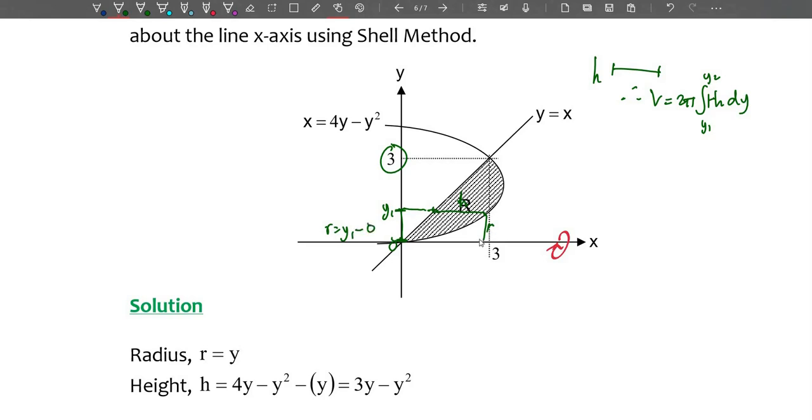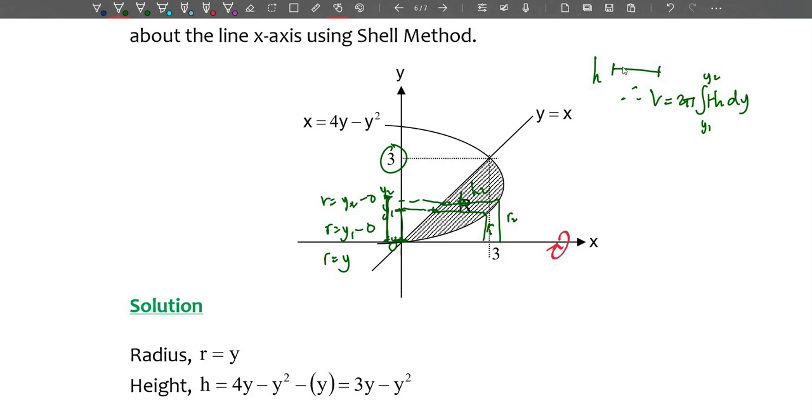So r can be equal to y, because let's say if we drag it from the axis to here, this would be another r. Let's name it r2. So this one is r2 and here is h2. This is the value for y2. The same goes here: r is y2 minus 0. That's how we get the value for the radius. From here we can see that r represents the changes in y. That's why radius r equals y.